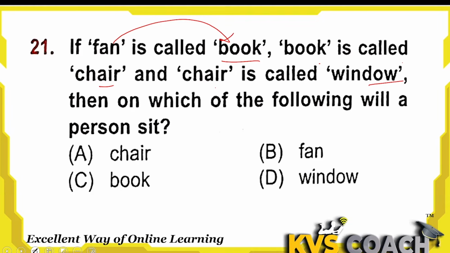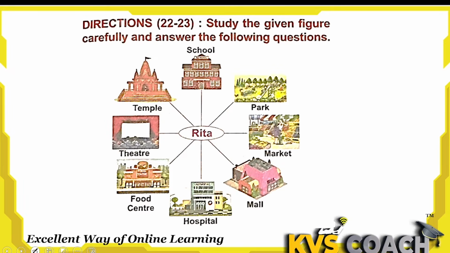Person will sit on the chair. Chair is called window now. So the person will sit on the window. D is the right answer here. Okay. Question 22 and 23.